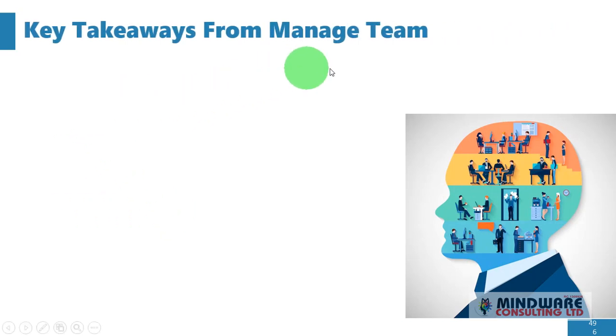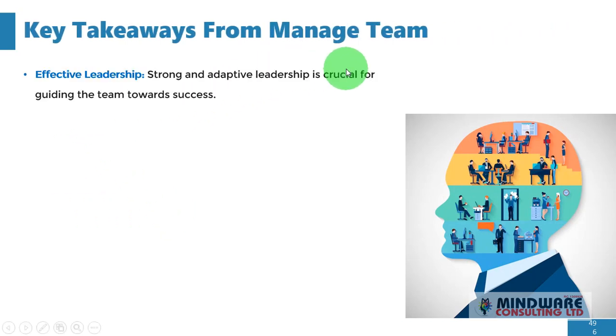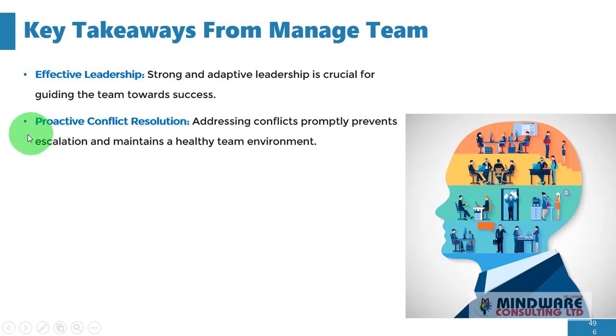So what are the key takeaways from manage team? Effective leadership, right? As mentioned before, leadership is key. The fish rots from the head. Strong and adaptive leadership is crucial for guiding the team towards success. So as a PM, you have to provide that strong, robust and solid leadership that the team requires, to draw strength from, and then chart its course throughout the life cycle of the project.